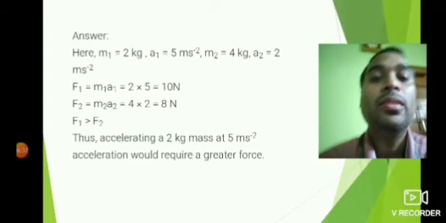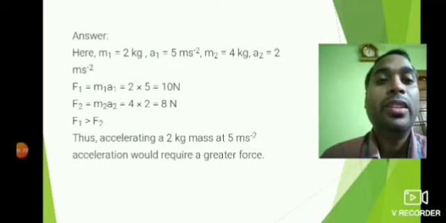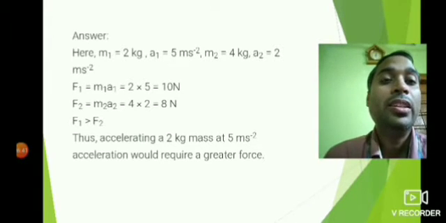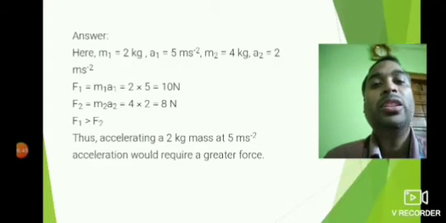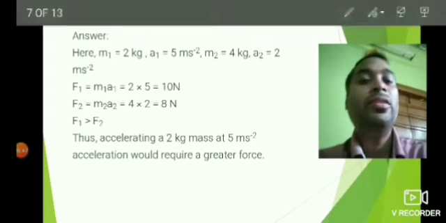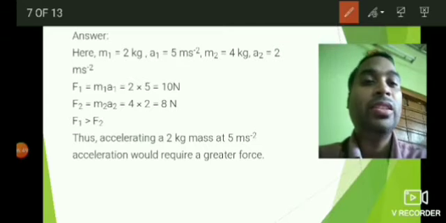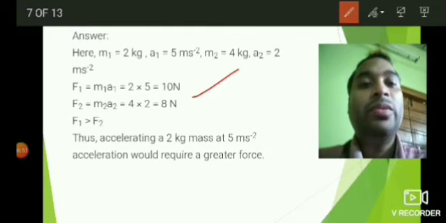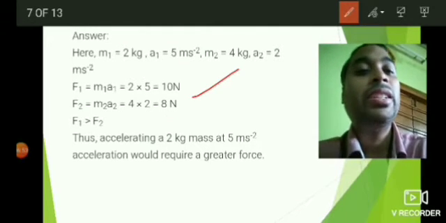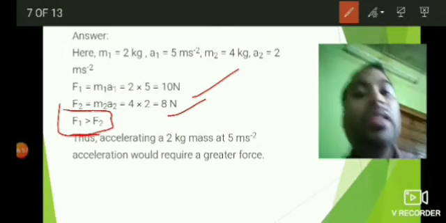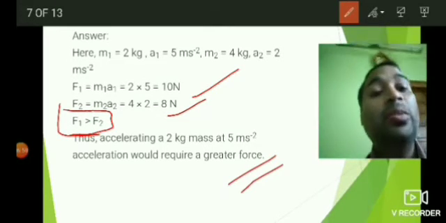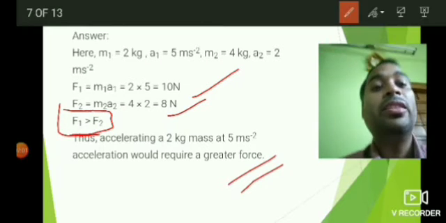Yes, so here m1 is 2 kg, a1 is 5 meter per second square, m2 is 4 kg, and a2 is 2 meter per second square. So clearly I have already done this in the previous slide. For the first case 10 Newton is required, and for the second case 8 Newtons is required. So clearly F1 is greater than F2. So this is how you can determine in which case greater force is required.